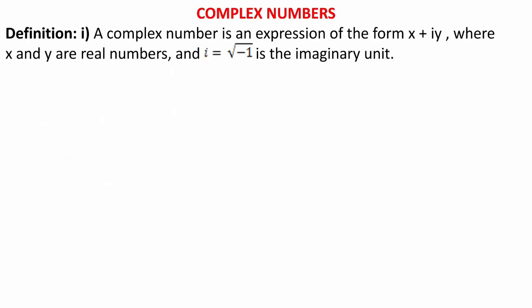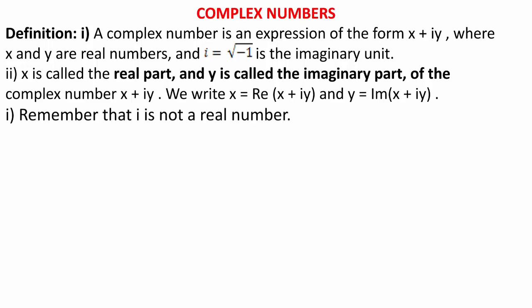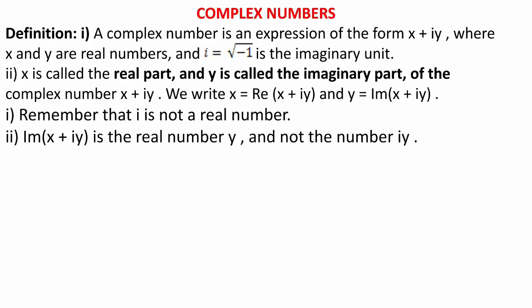A complex number is an expression of the form x + iy, where x and y are real numbers and i = root of minus 1 is the imaginary unit. x is called the real part and y is called the imaginary part of the complex number. We write x = real part of (x + iy) and y = imaginary part of (x + iy). Remember that i is not a real number. The imaginary part of x + iy is the real number y and not the number iy.